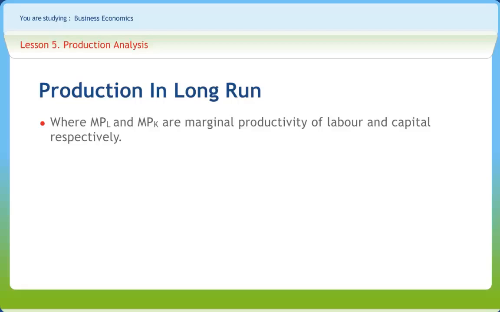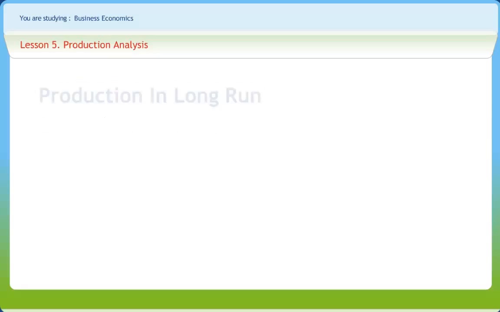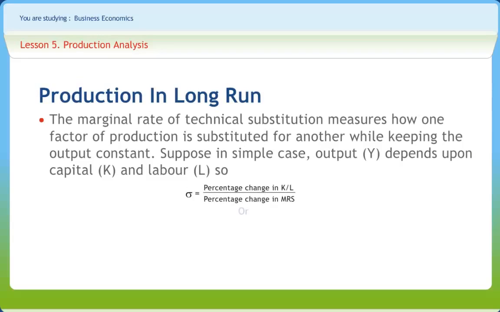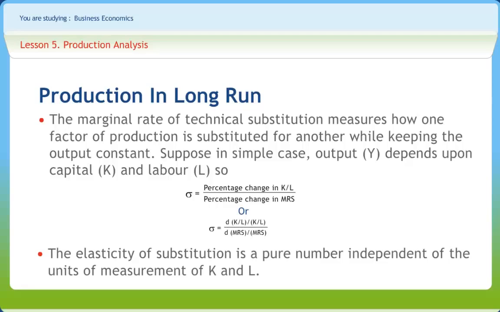A better measure of the ease of factor substitution is provided by elasticity of substitution. The elasticity of substitution is defined as the percentage change in capital-labor ratio divided by the percentage change in the rate of technical substitution. It is a pure number independent of the unit of measurements of K and L, since both the numerator and denominator are measured in the same unit.